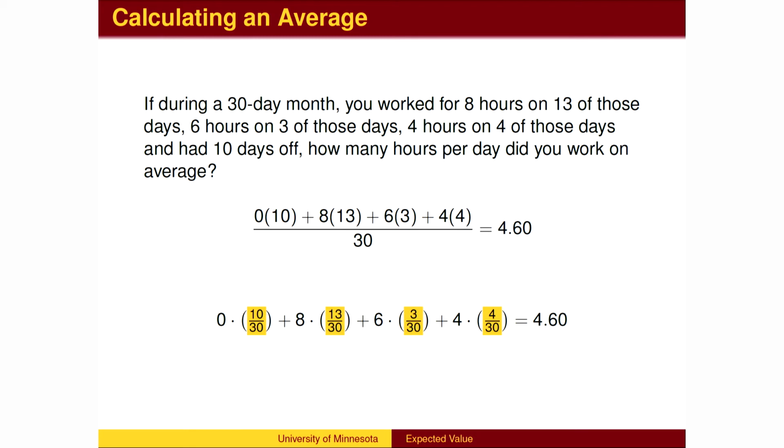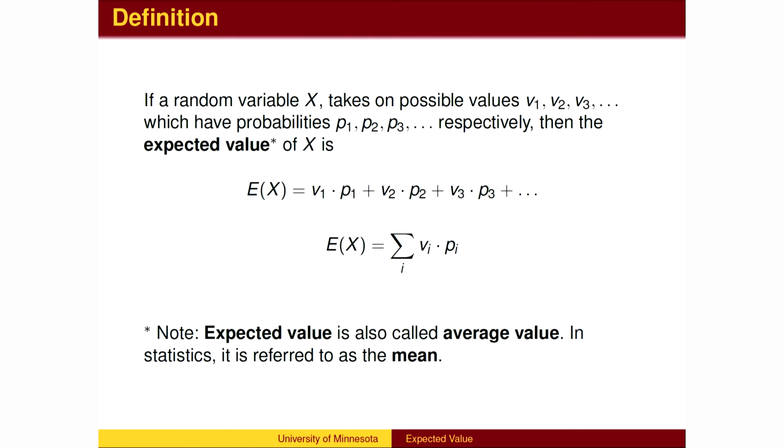They can be seen as probabilities. The sum adds terms which are a value times a probability. This is the definition of expected value, also called average value. To find the expected value of a random variable, multiply each value by the probability that it occurs and add them up.